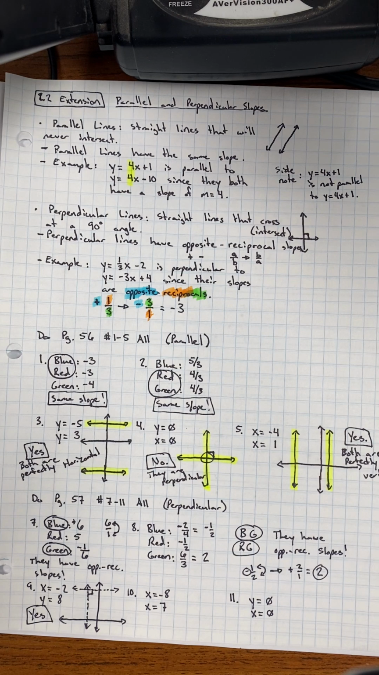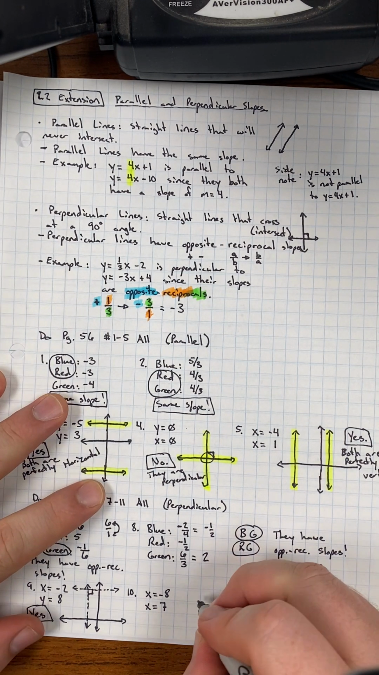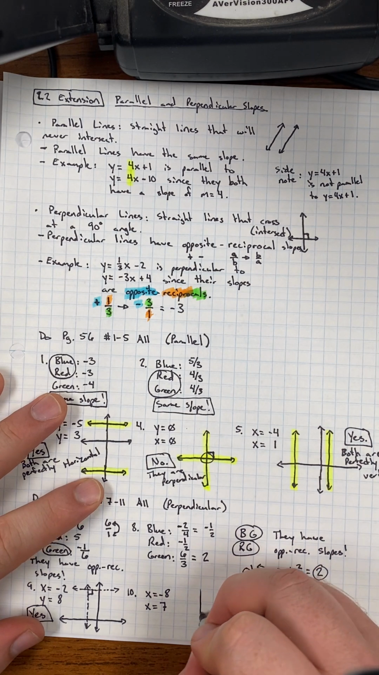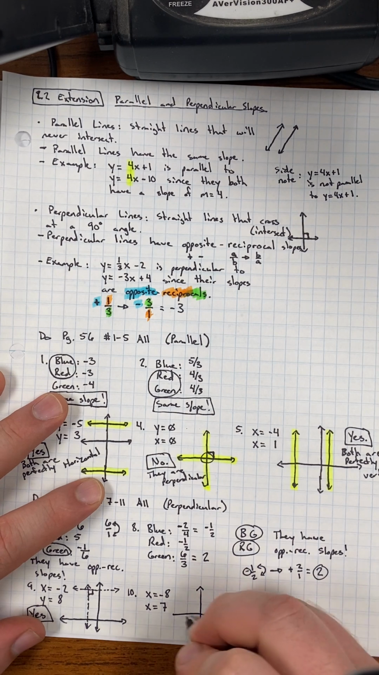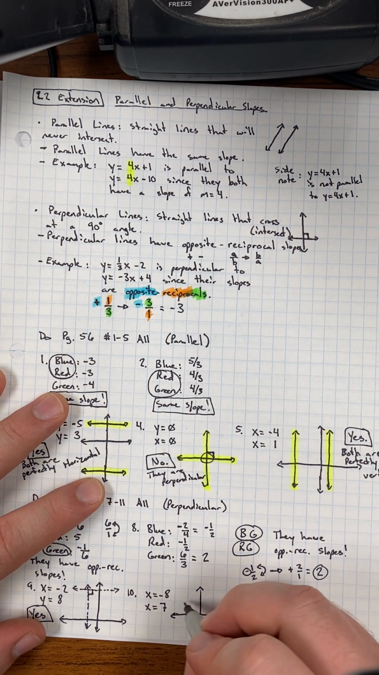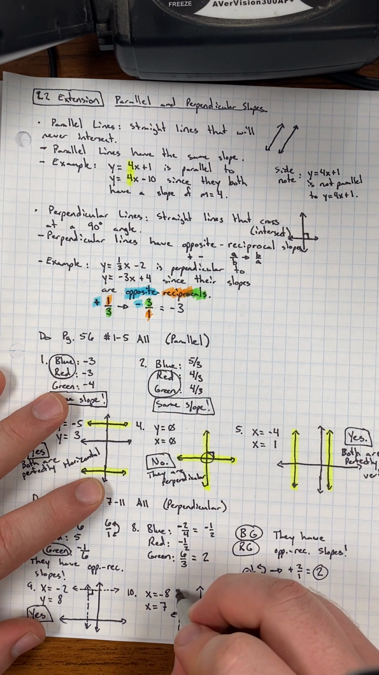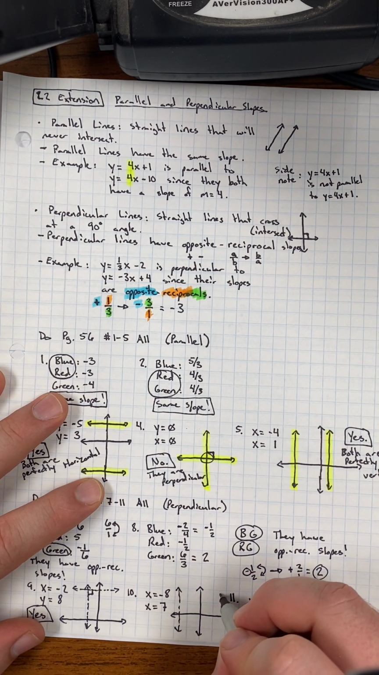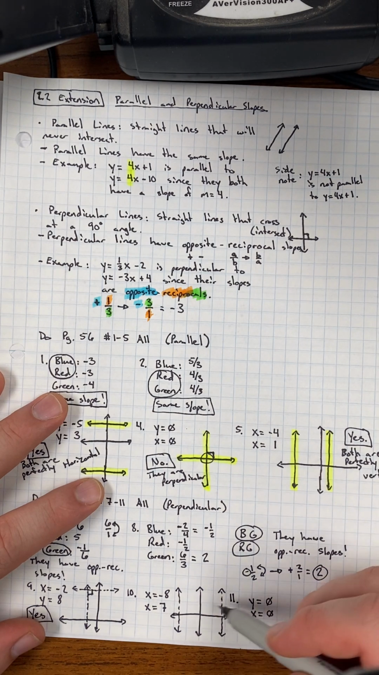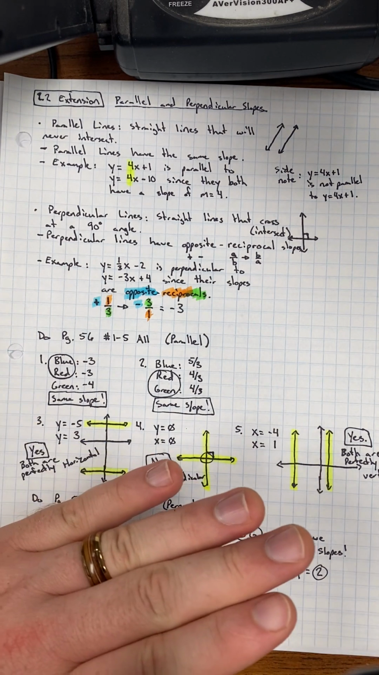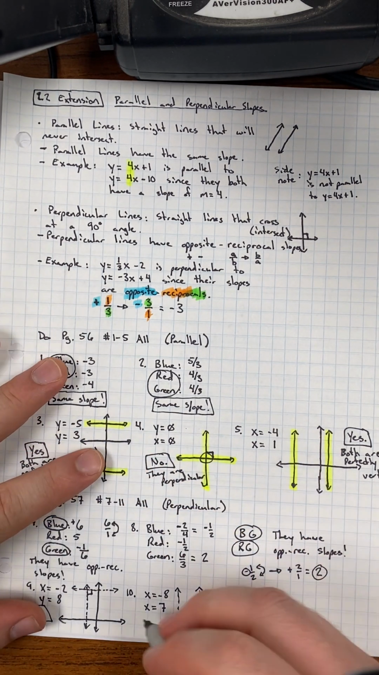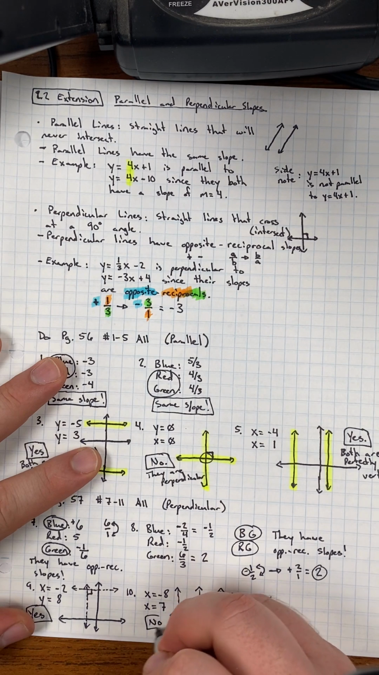You need to pay attention to which one you're doing, perpendicular or parallel, okay? Now let's look at number 10. Number 10 is kind of the opposite story. Here we've got x equals -8 is going to be out here somewhere, and x equals 7 is going to be out here somewhere. So if that's the case, these two lines are not crossing at a 90-degree angle. In fact, they're never going to cross at all. So the answer here is no.